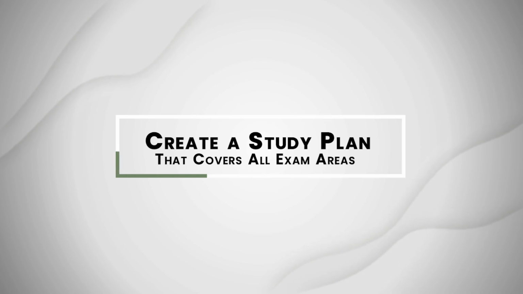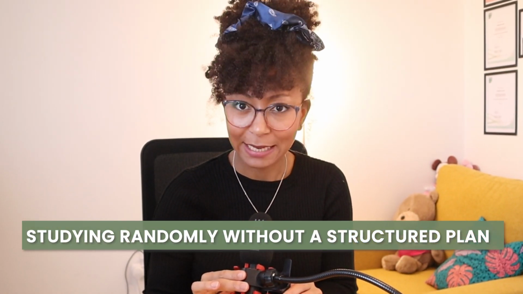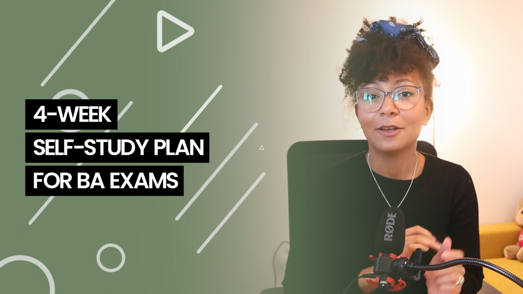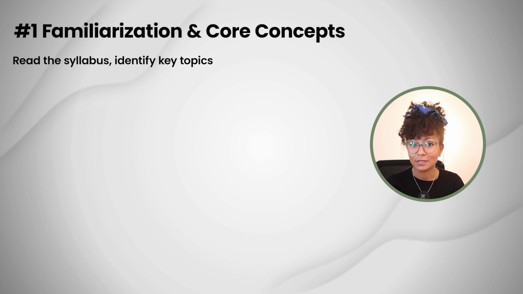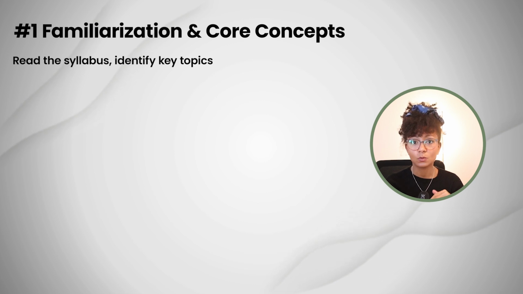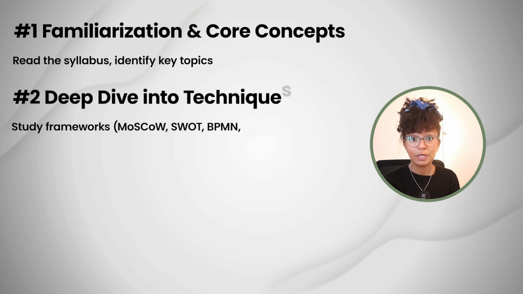Step 2 is to create a study plan that covers all the exam areas. One of the biggest mistakes people make is studying randomly instead of following a structured plan. Here's my 4-week self-study plan for BA exams. Week 1, familiarization and core concepts. You want to read the syllabus and identify the key topics. You also want to know what chapters, what books you need, and what pages those topics are covered on as part of the syllabus. Week 2 is to deep dive into the techniques.